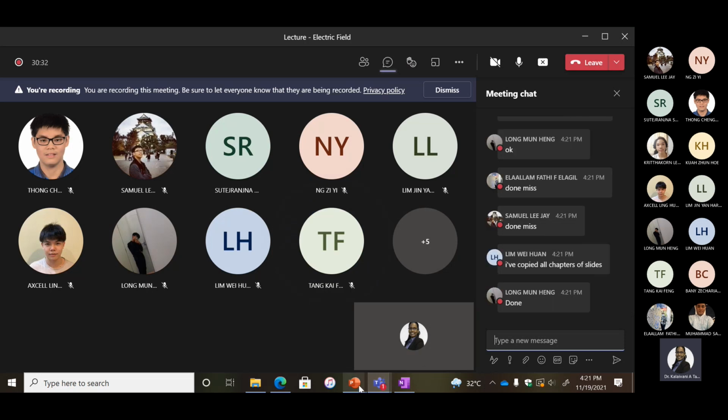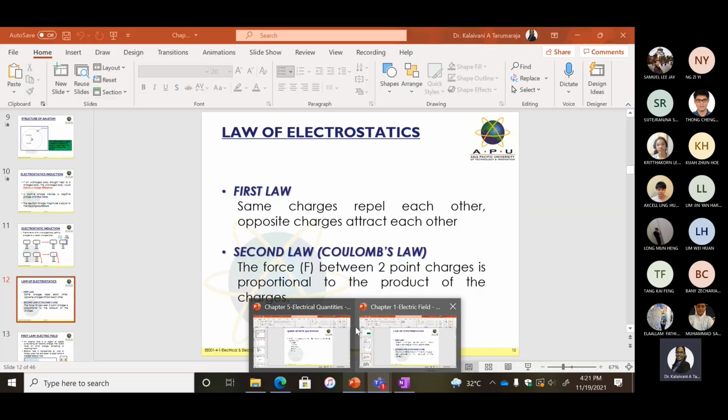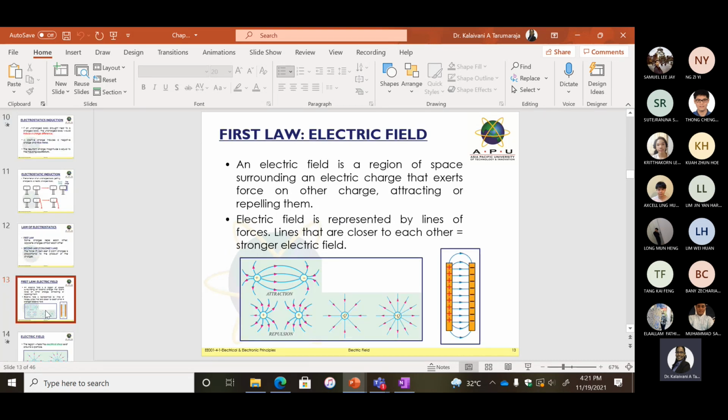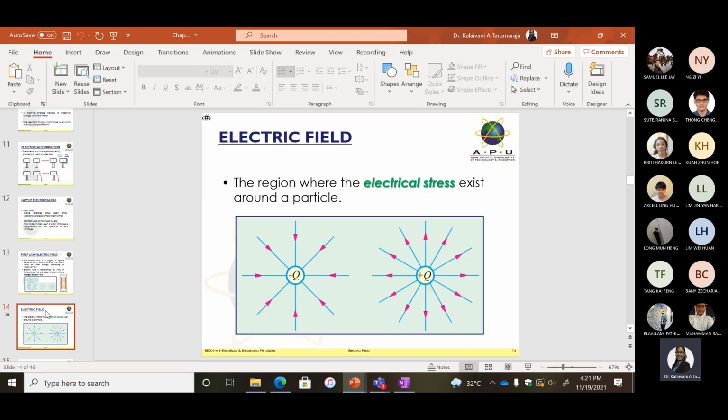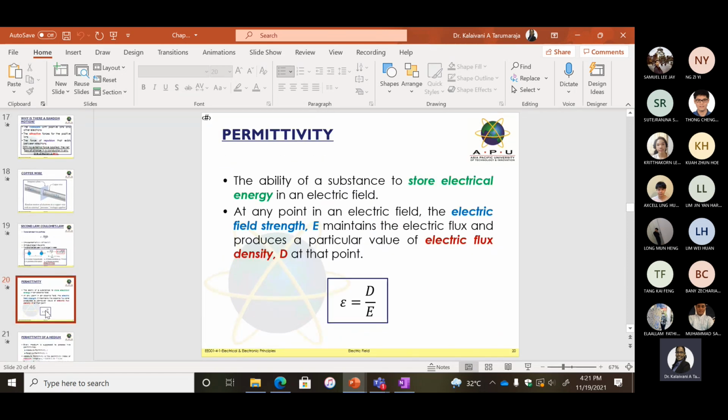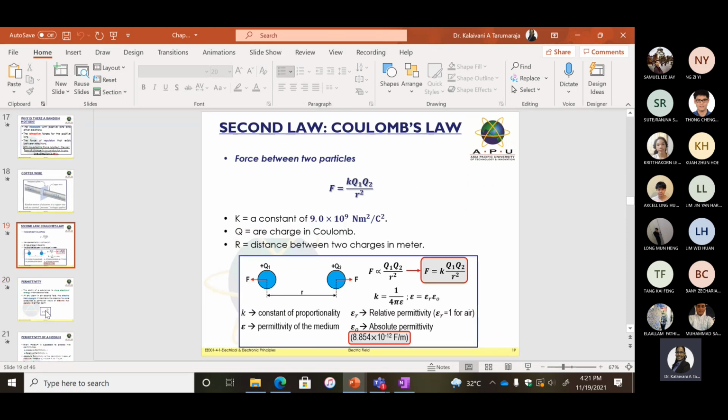Once you're done, from the slide number 12, just have a look from slide number 12. You need to do some self-study, but don't worry, I will repeat it in the next class. From slide number 12, this part maybe you can leave it first. It's just based on your electrical field, how it works based on the charge. I want you to concentrate on slide number 19. Just have a look at slide number 19.